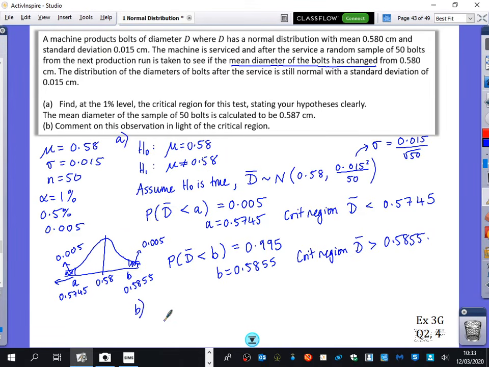Part B of the question. The mean diameter of the sample of 50 bolts is calculated to be 0.587. Comment on this observation in light of the critical region. Now, is 0.587 in the critical region? Yes. So we would say 0.587 is greater than 0.5855, and so is in the critical region.